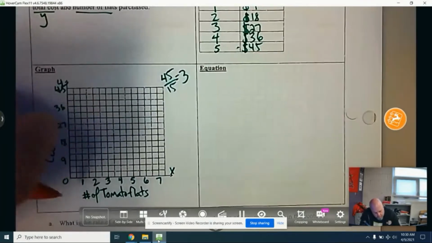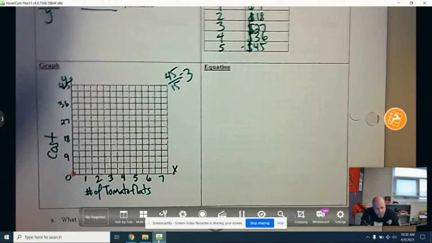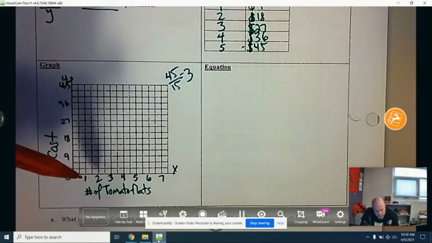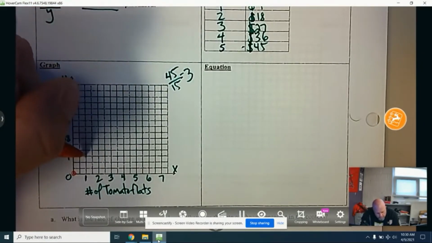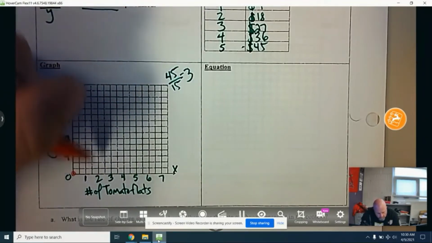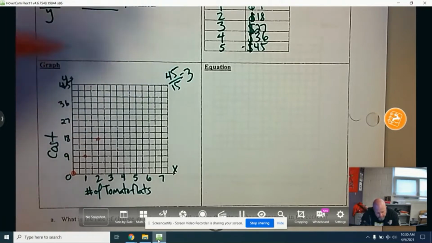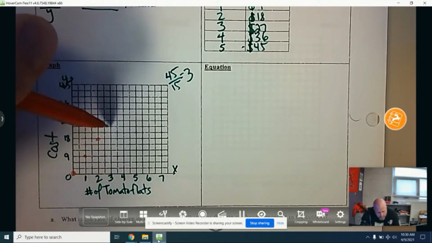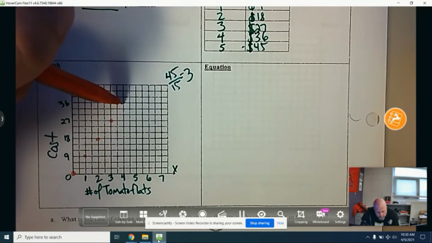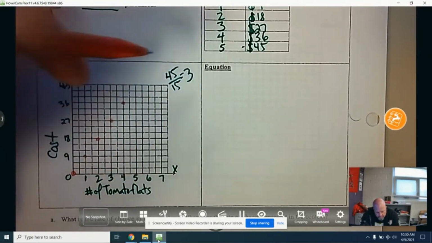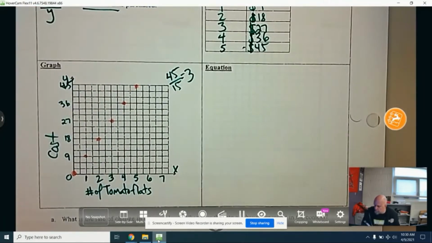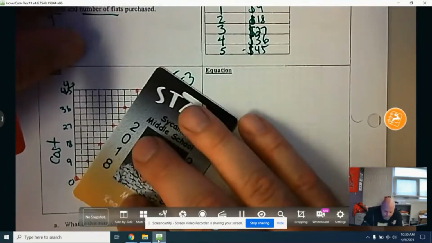Okay, so 0, 0, yep, that's a point. 1, 9, so I see at 1 flat it's $9. So I put my point there. At 2, it was $18. So go over to 2, up to 18. Then at 3, it's at 27. At 4, it was at 36. At 5, it was all the way up to the top at 45. Okay, use your straight edge now. Connect the points.